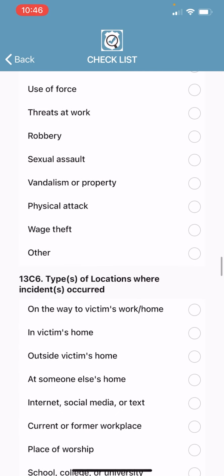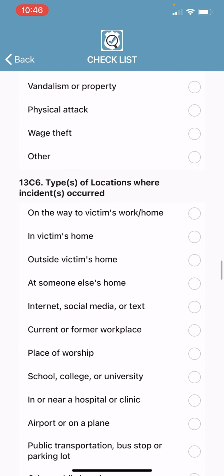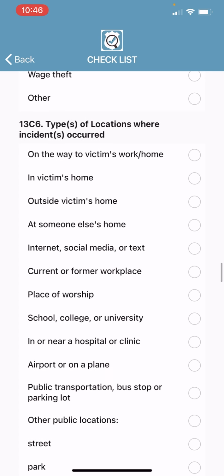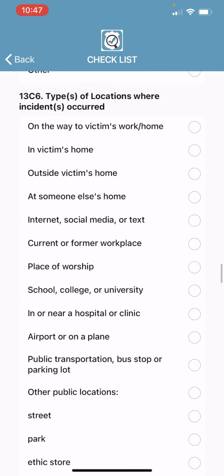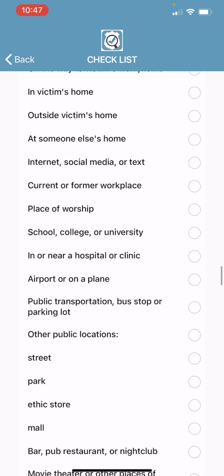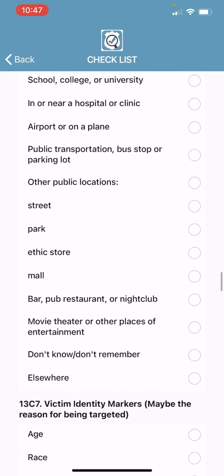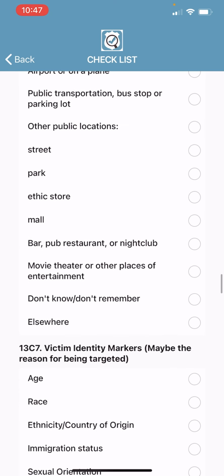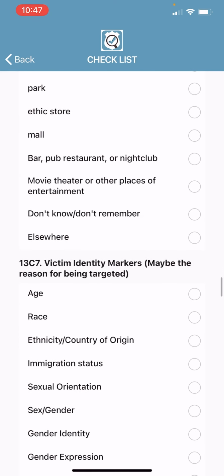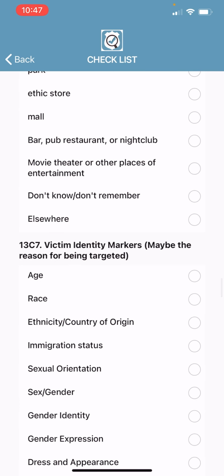13C6, types of locations where the incident occurred, to ensure that you, in your reporting, you identify specifically where these activities occurred. Or if there were multiple locations, these give you ideas and things to consider. 13C7, victim identity markers.